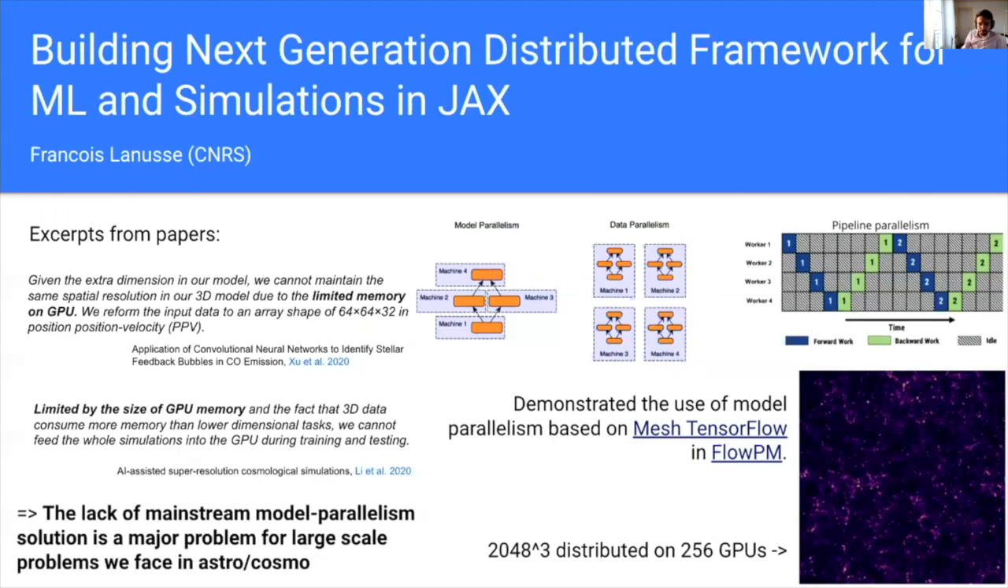So I don't want to go through all of the different types of parallelism that currently exist and are supported, but the main takeaway here is that the type of parallelism that we care about is not the same type of parallelism that the industry cares about. And so we don't have a lot of tools.